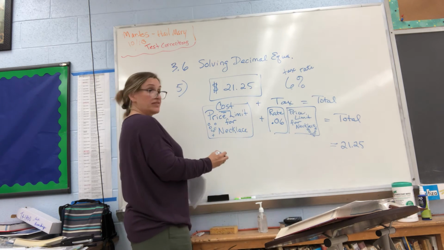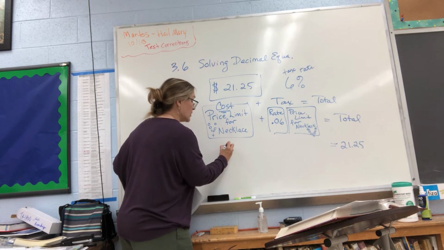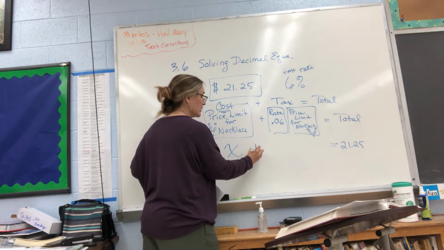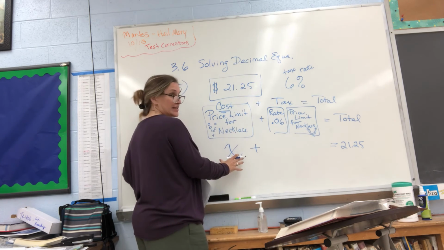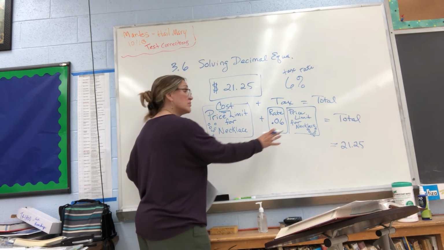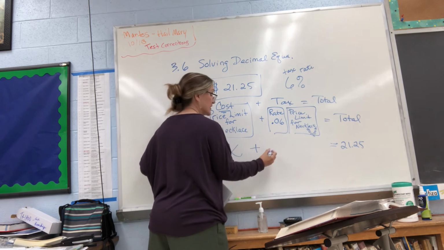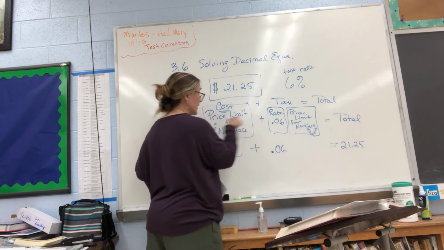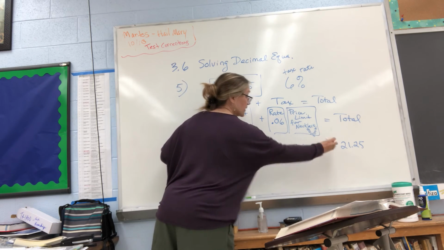What is the cost of the necklace? We don't know. X. Okay, stay with me. Here's X. This is what it is. And now I'm gonna find the tax for the necklace. It's going to be 0.06 times the price of the necklace. That's our X. Equals this.